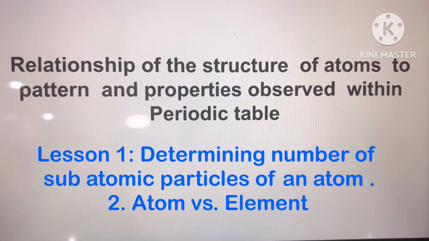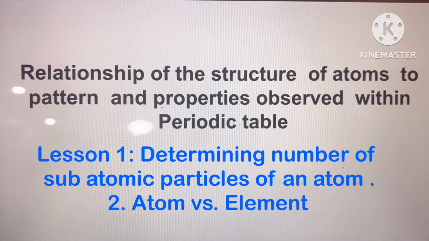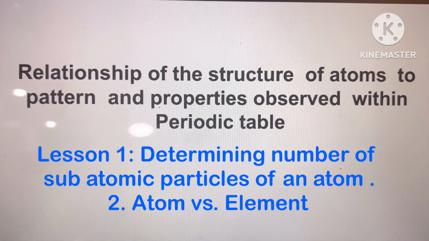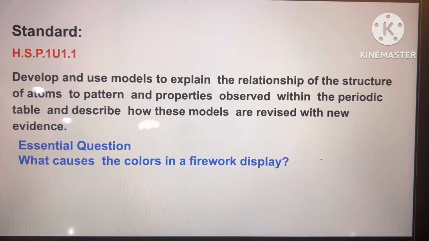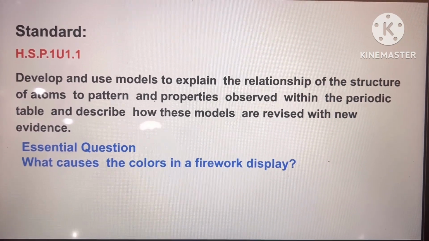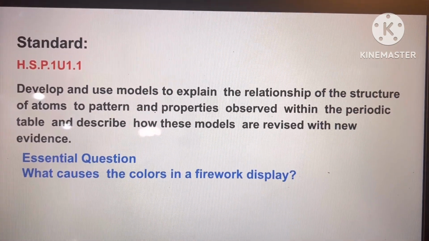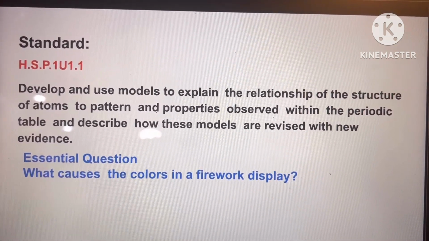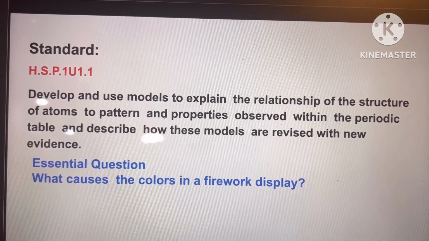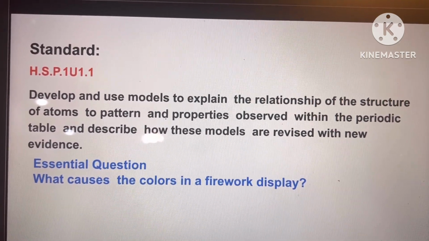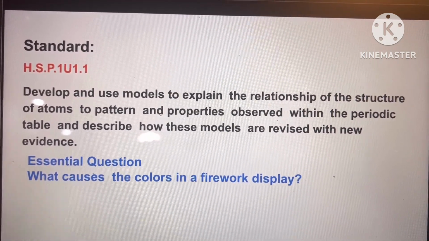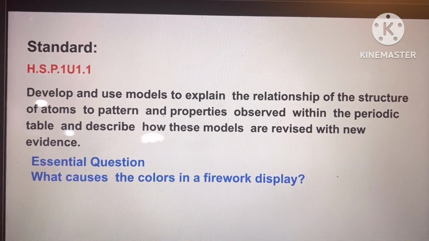Hello everyone! So for today we'll be learning about the relationship of the structure of atoms to pattern and properties observed within the periodic table. The science standard connected to our lesson is to develop and use models to explain the relationship of the structure of atoms to pattern and properties observed within the periodic table and describe how these models are revised with new evidence. And for our essential question, what causes the colors in a firework display?